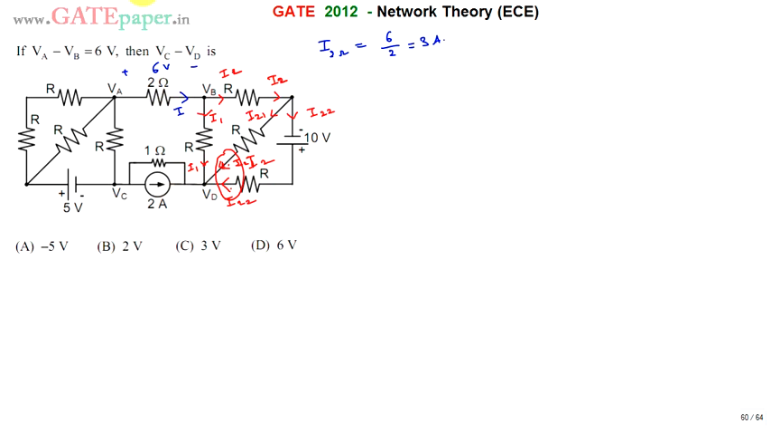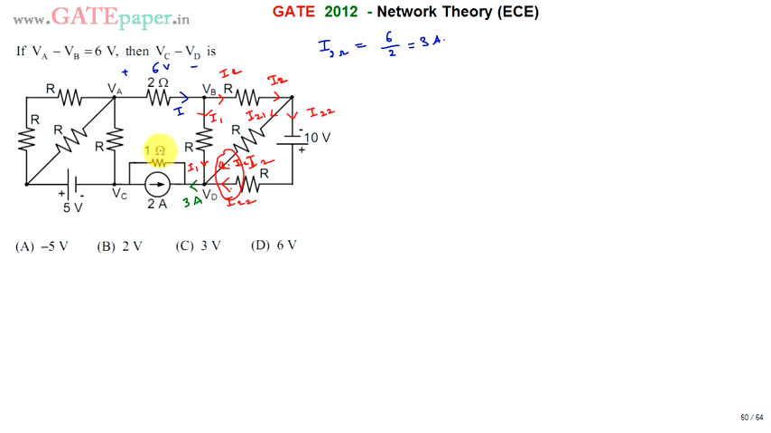So the meaning is that you are going to get the same current in the opposite direction, as 3 amperes. So this is the current direction. 3 amperes is coming out of this node, going through this circuit, and coming back as 3 amperes only.